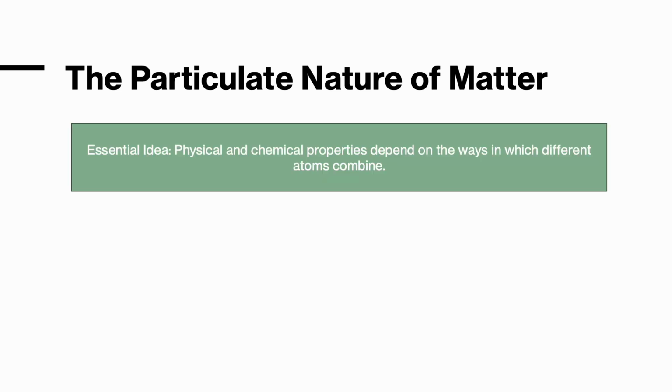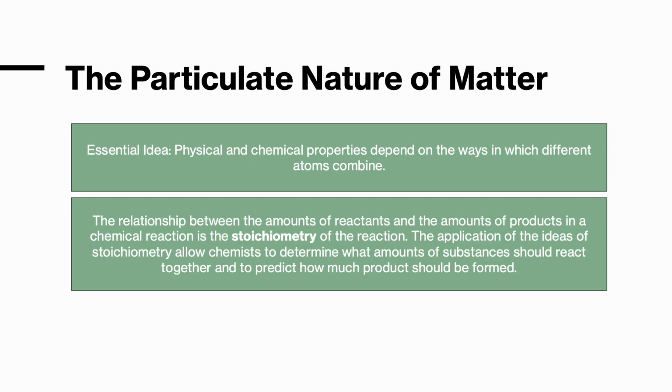So the essential idea behind this is that physical and chemical properties depend on the way in which different atoms combine. The relationship between the amount of reactants and the amount of products in a chemical reaction is the stoichiometry of the reaction. The application of ideas of stoichiometry allows chemists to determine what amounts of substances should react together and to predict how much product should be formed.